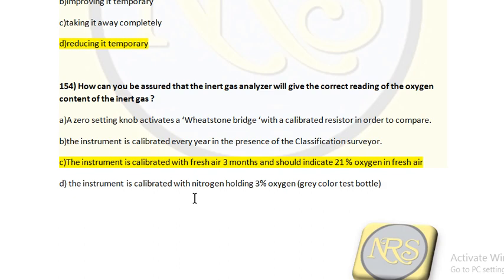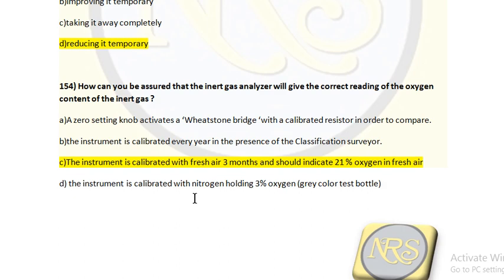So, zero setting will be the knob we adjust when there is an error, and the instrument will not be calibrated in front of the classification surveyor, class society. A person from the manufacturer or the recognized organization will be carrying out this process, and they will be giving the certificate. This certificate is valid under class and flag state administration. So option B is not correct.